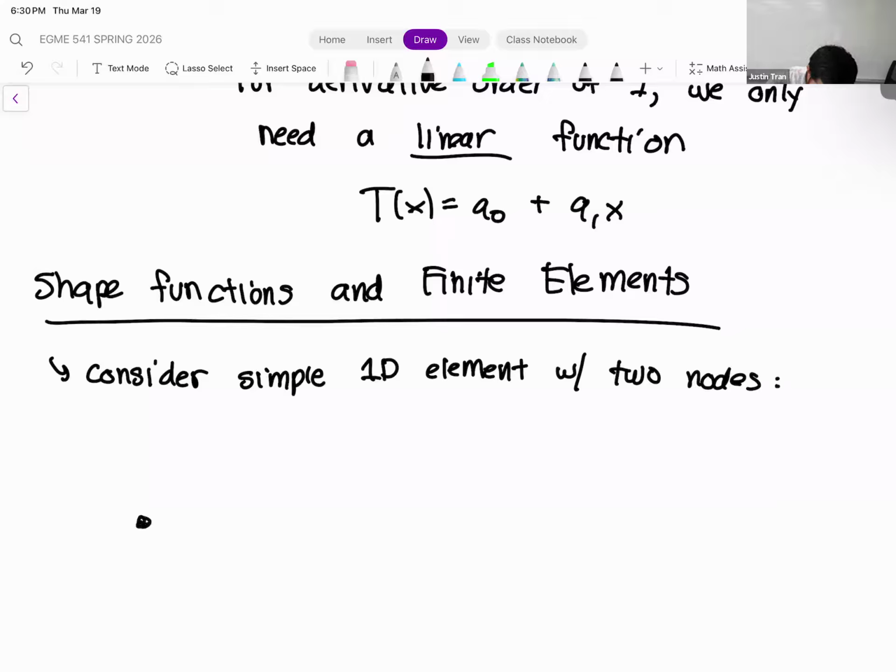Okay, so you just have a very simple line here, okay? We know the x coordinates, or we know the locations of each of the nodes. And so on the left-hand side, we have x1. Right-hand side, we have x2.